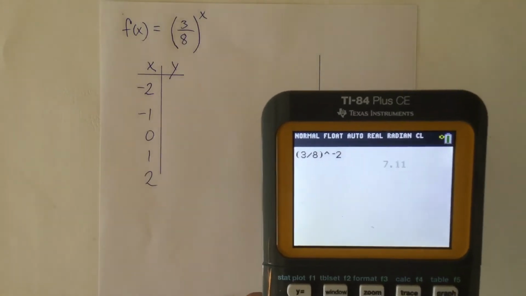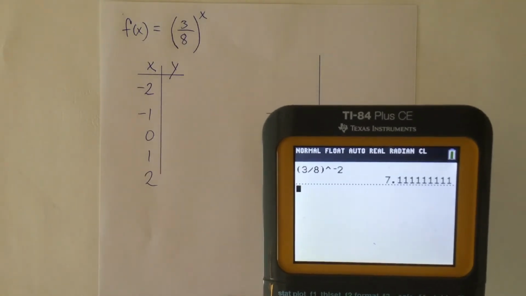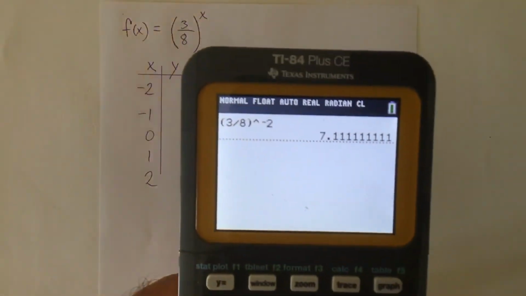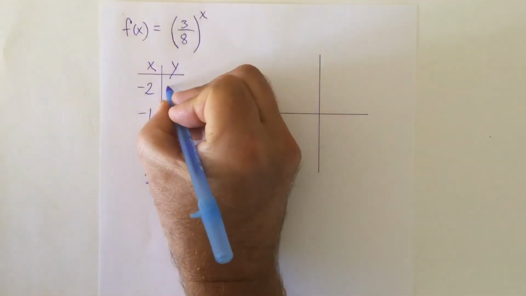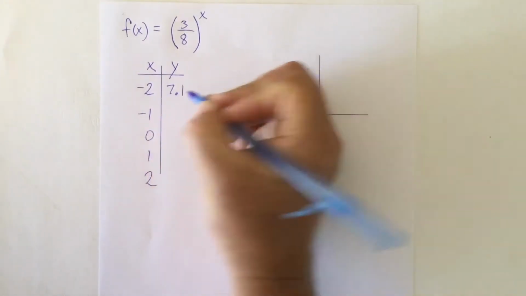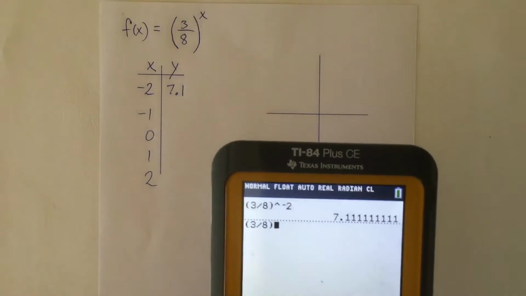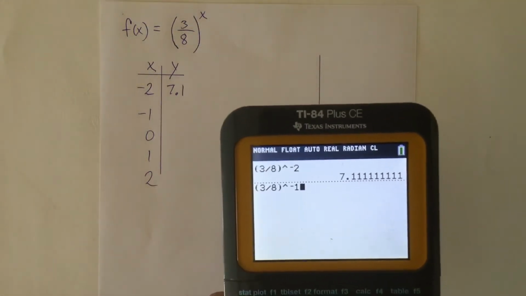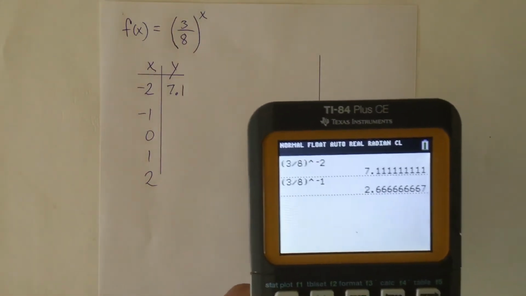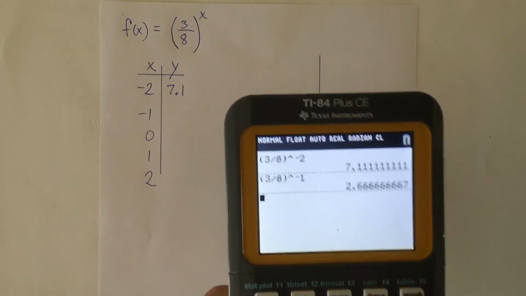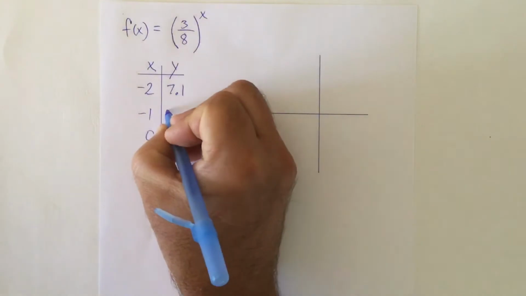Well, what the heck is that? I get 7.1111. So when we get these repeating or weird decimals, let's just call it 7.1. We'll just round that thing off. And then let's do parentheses 3 divided by 8. We're going to take that to the power of -1. And boom, what do I got? 2.6 repeating. So I'm just going to call that 2.7. Let's round it off. 2.7.